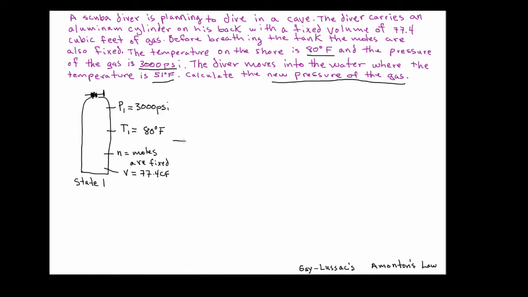Now, what we're going to do is change our state. So the diver's going to throw the tank onto their back, which, truth of the matter, is a simplification, but we'll just say the diver's going to throw this onto their back and they go into the water. So we're going to have state number 2. And in the water, the pressure is going to change.